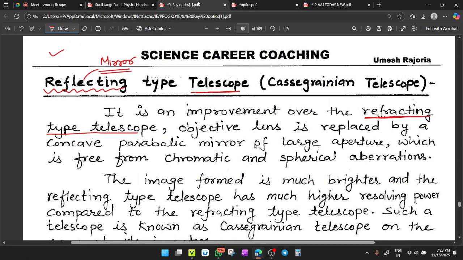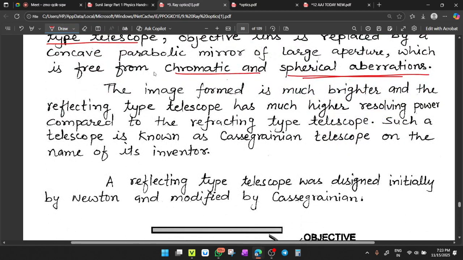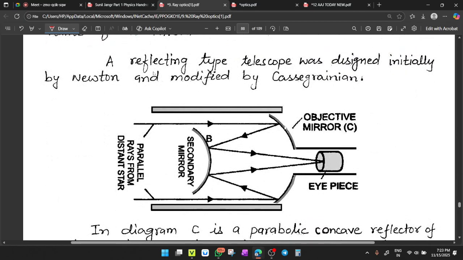The objective lens is replaced by a concave parabolic mirror of large aperture, which is free from chromatic and spherical aberrations. There are two defects in the lens: one is called chromatic aberration and the second is called spherical aberration. So this is free from chromatic and spherical aberrations. This is the objective mirror. This diagram is important.